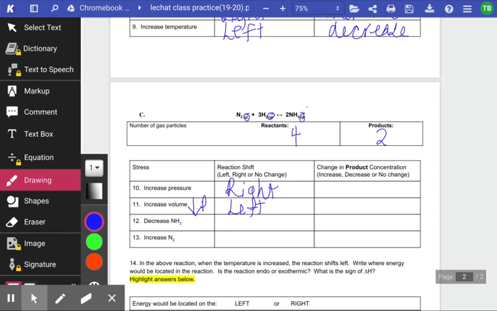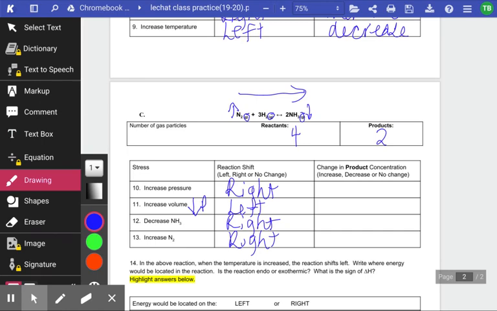Decrease in ammonia. If I decrease something, it pulls it and keeps it on the same side. So the reaction would shift right. And an increase in nitrogen. If I increase the concentration of something, it's going to shift to the opposite side. So if I increase nitrogen, it's going to shift to the opposite side, which is on the right.